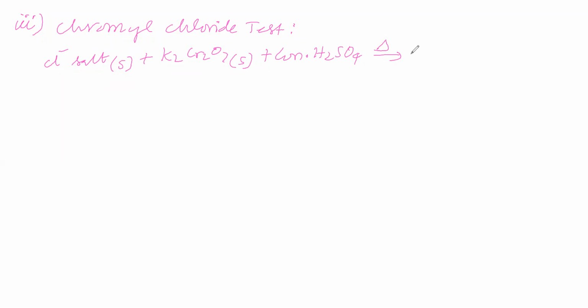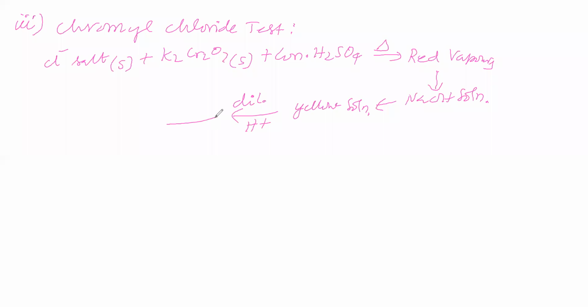Now red vapors are produced. These red vapors are passed into sodium hydroxide solution, which is colorless. This colorless solution with the red vapors becomes a yellow colored solution. In this yellow solution, some unreacted sodium hydroxide will be there. In order to neutralize that unreacted sodium hydroxide, we are adding dilute acid, and it is neutralized completely.